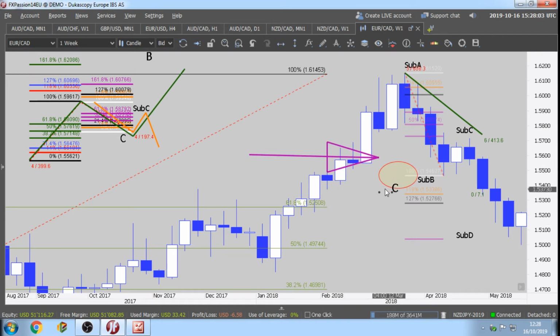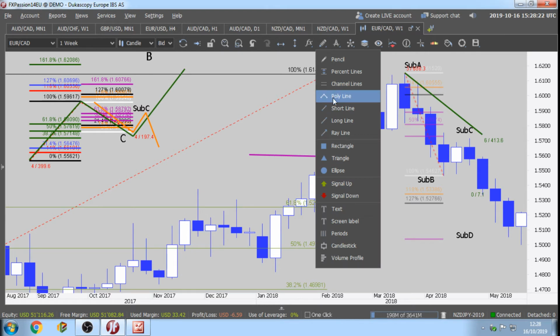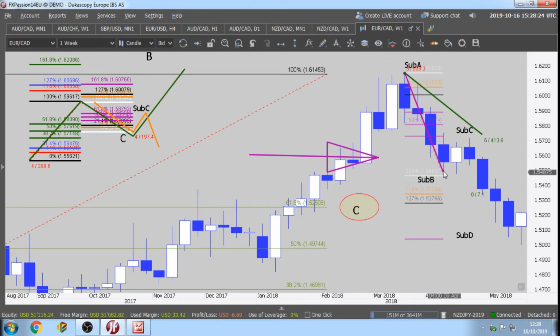Now, where is my C? Where is the C of my original Fibonacci? It's down here, right? This is my C. Now I'm going to move it here on the left because I need to adjust my sub A, sub B, sub C to sub D, right?